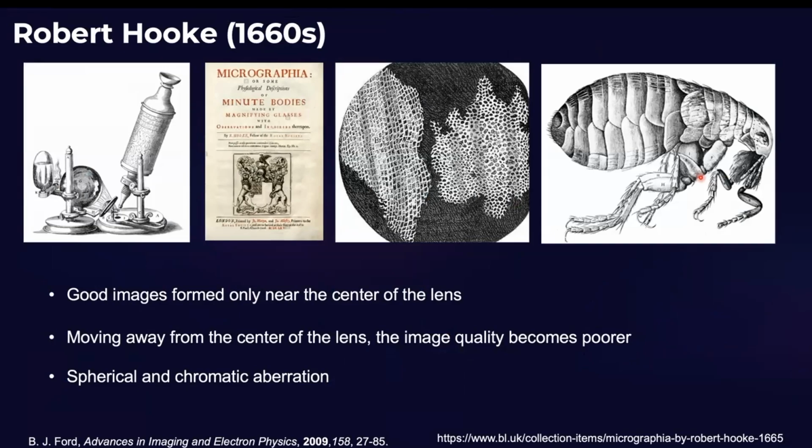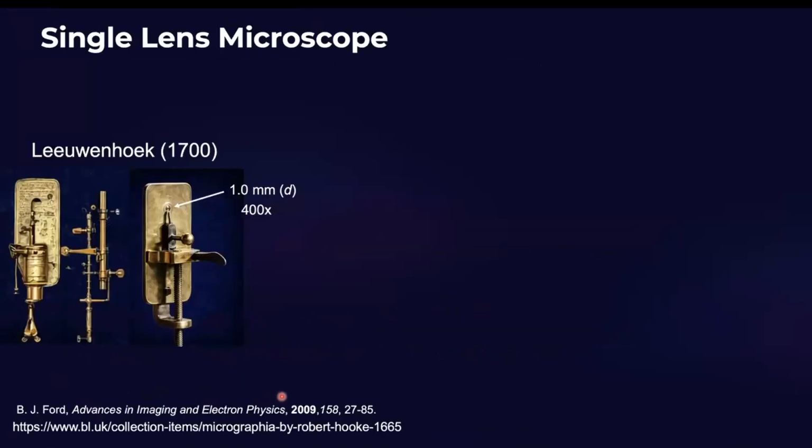Robert Hooke first developed the compound microscope. As you can see, he used a lamp and a bottle of water that can shine the light on the lens. And then you can see objects such as corks. He drew really beautiful images with a very high resolution already in the 17th century of certain bugs. But the challenge was that good images were formed only near the center of the lens. As you move away from the center of the lens, the image quality becomes poorer. And this is due to spherical and chromatic aberration. So that is where the single lens was developed by Leeuwenhoek.